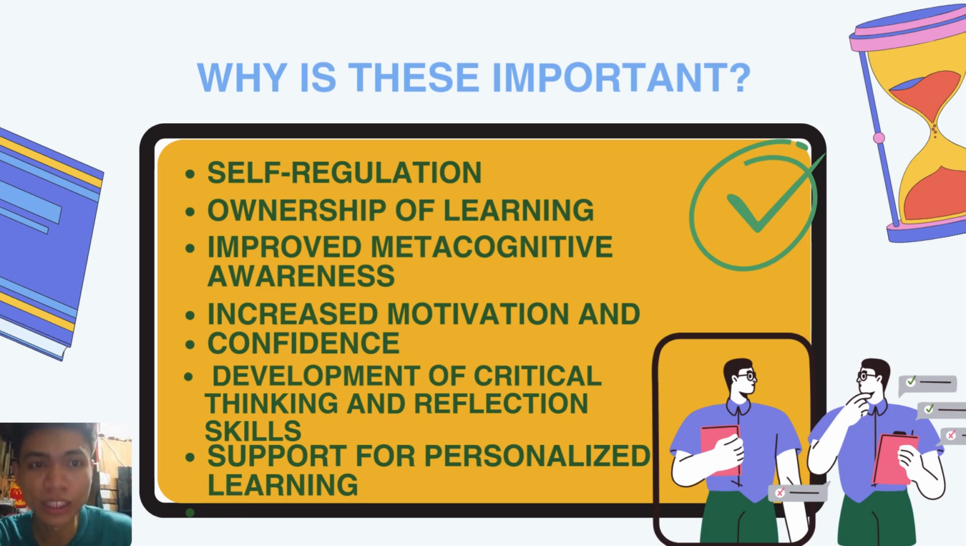So, why is this important? First, for self-regulation. It helps students control their learning process by setting goals, managing time, and staying focused. Second is ownership of learning. It encourages students to take responsibility for their own learning and progress, increasing engagement and accountability. Third is metacognitive awareness. It develops students' ability to think about their own thinking, allowing them to choose better strategies and improve learning outcomes. Fourth is motivation and confidence. Seeing progress boosts students' belief in their abilities, encouraging a growth mindset and persistence.